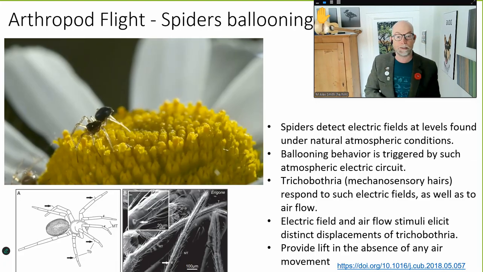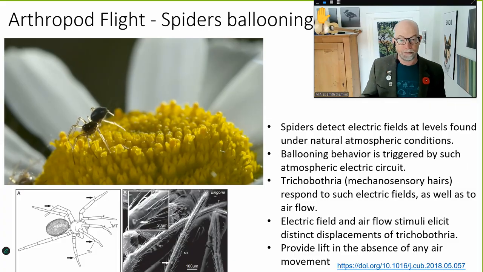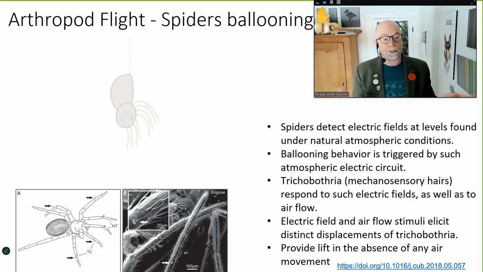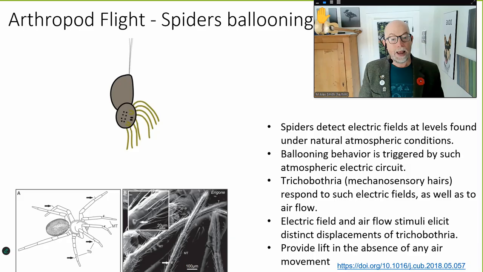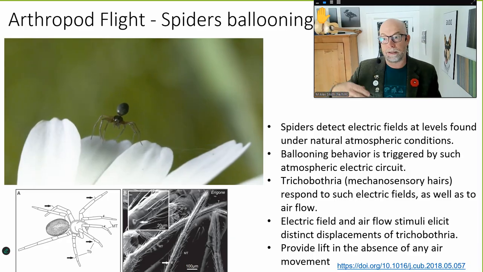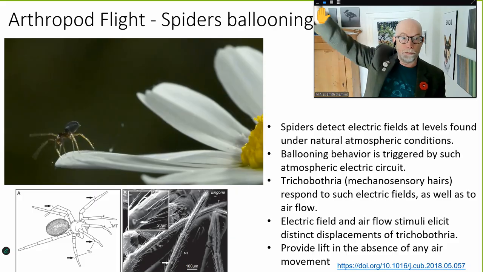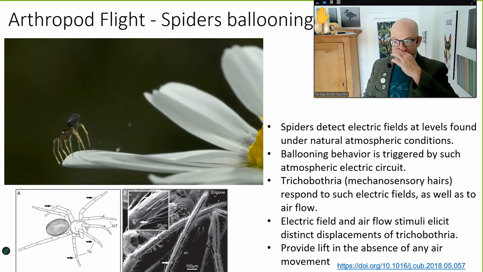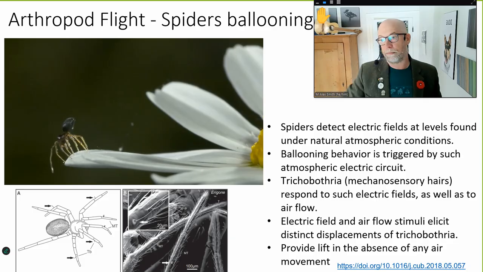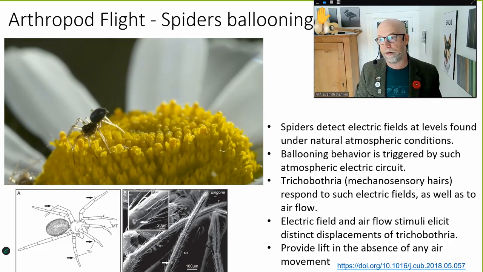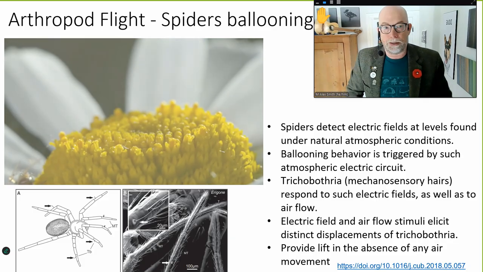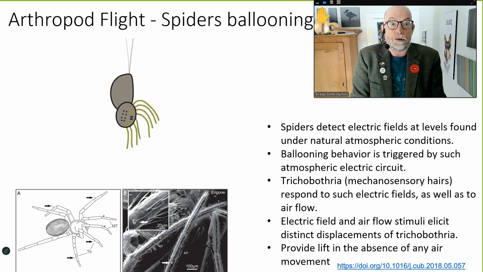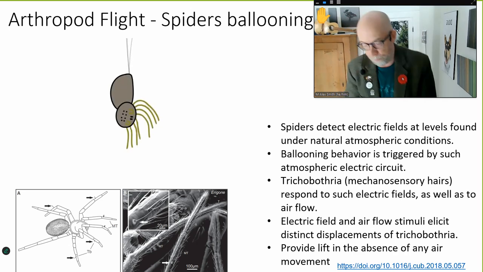So electric fields and airflows stimulate distinctive displacements of the trichobothrian hair, and that helps provide the signal that they need to move off, and they can start ballooning. So they kind of stand up. This is the behavior that precedes the ballooning, is that they stand up and they go up on tiptoes because those hairs have been triggered, and then they get pulled away.